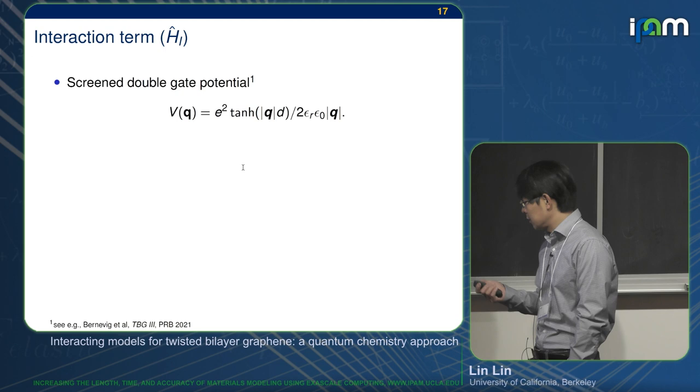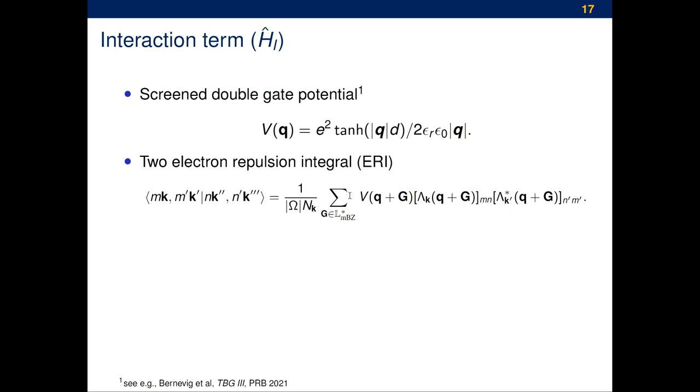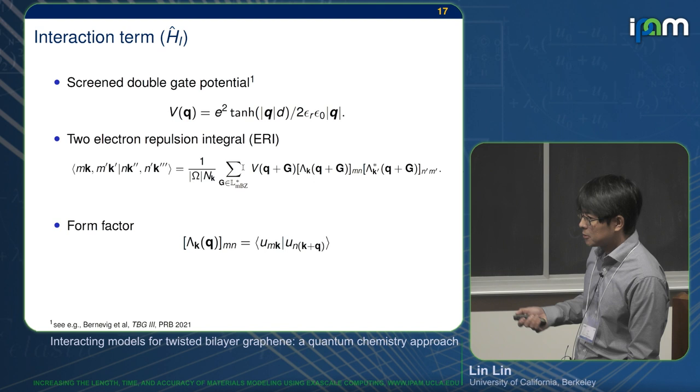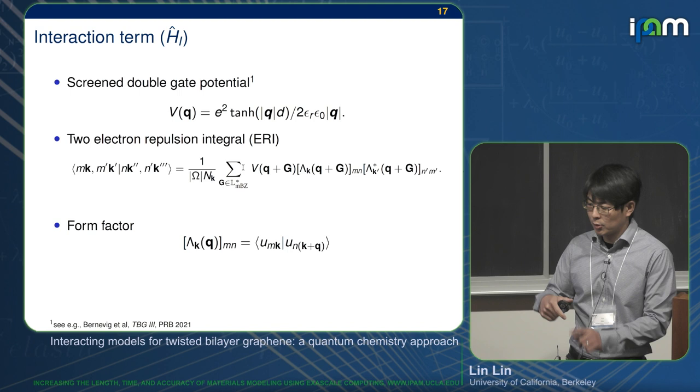The two-electron repulsion integral, the ERI, is written by projecting your flat bands with this Coulomb interaction written in Fourier space. Here, this lambda_k(q+G) may look a little weird, depending on which community you come from. I learned that in this community they call it the form factor. It's very much related to density fitting in quantum chemistry. The form factor is the L2 inner product of the flat bands in G space. It can also be interpreted as a Fourier transform of the pair product in real space.